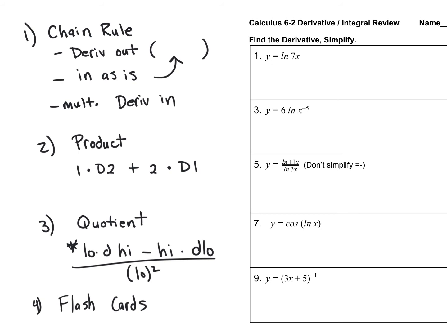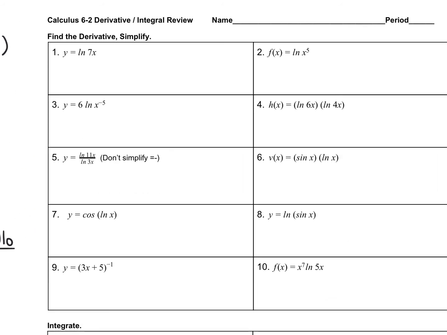All right, so I'm just going to do the first one with you, and then your assignment is 1 through 10. So we'll do the first one. This is a composite function. There's an outer and an inner function. So your outer function is ln, and your inner function is 7x. So composite function, that's the chain rule.